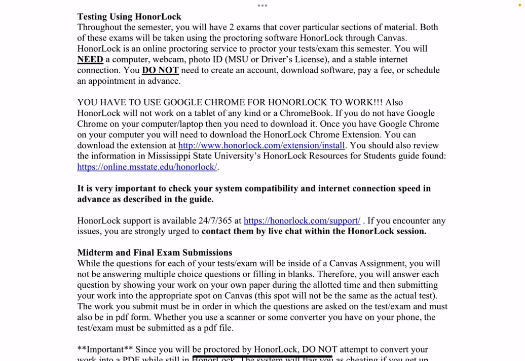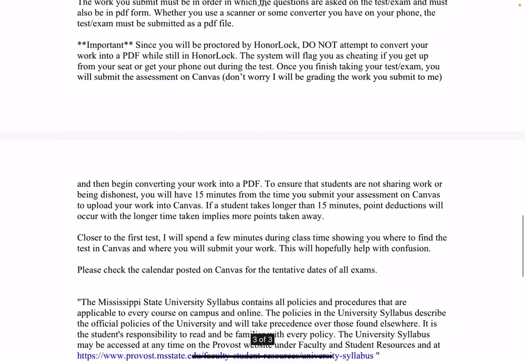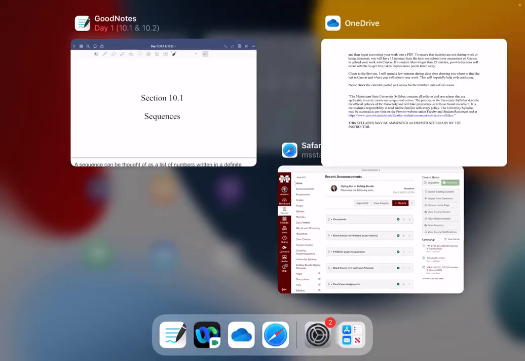That's when it comes to how tests are going to be proctored and such. But the thing I mentioned earlier about converting your work to PDFs, that still holds, but the HonorLock part is not going to be part of that. Like I said, y'all can read through the rest of this. Ignore all the HonorLock stuff. But there you go. That's kind of the syllabus. You can read through all of that again if you would like.